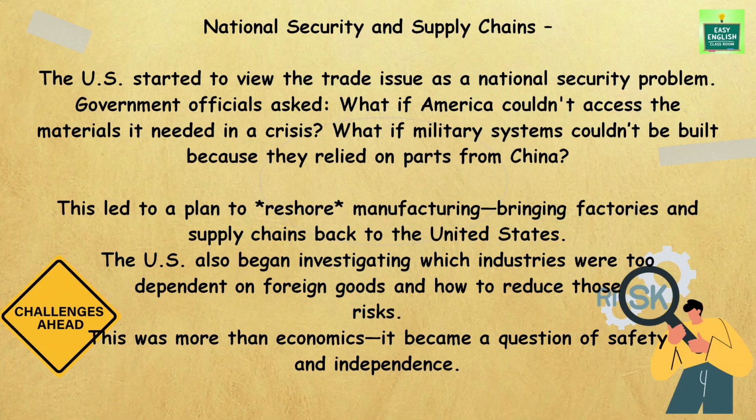The US started to view the trade issue as a national security problem. Government officials asked, what if America couldn't access the materials it needed in a crisis? What if military systems couldn't be built because they relied on parts from China? This led to a plan to reshore manufacturing, bringing factories and supply chains back to the United States. The US also began investigating which industries were too dependent on foreign goods and how to reduce those risks. This was more than economics, it became a question of safety and independence.